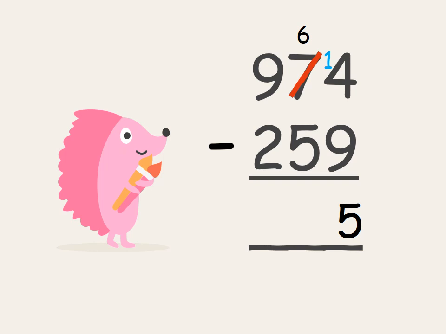Step number 2 is minus your tens. 6 minus 5 is 1. And our last step is minus your hundreds. 9 minus 2 is 7. So our answer is 715.